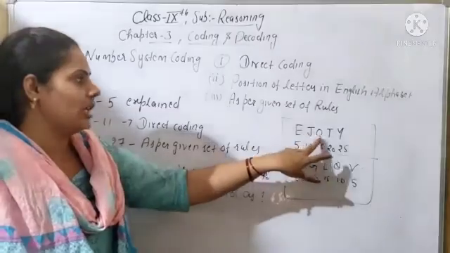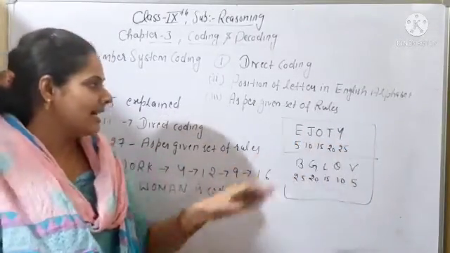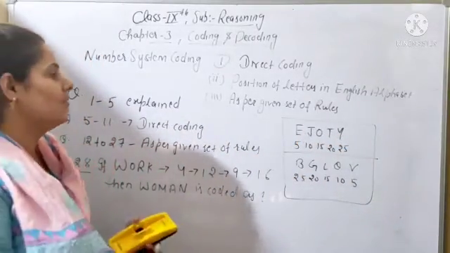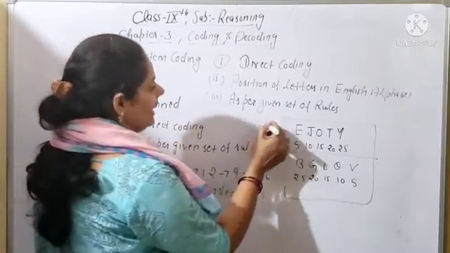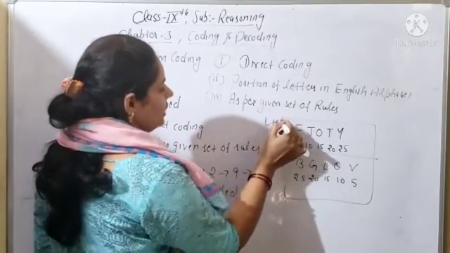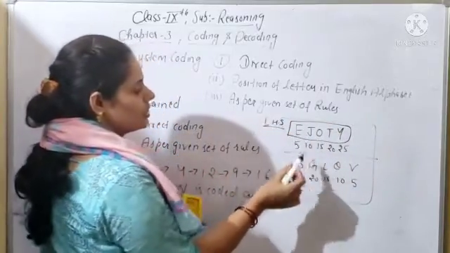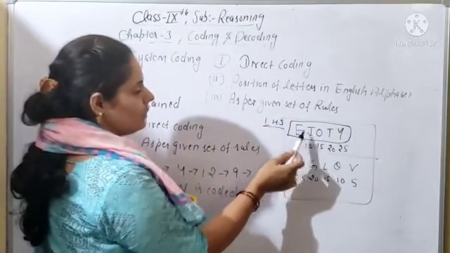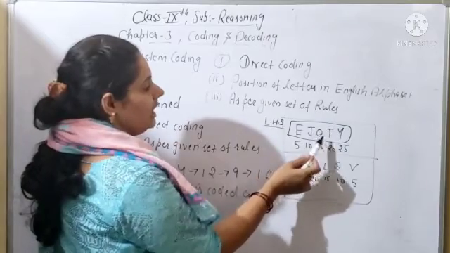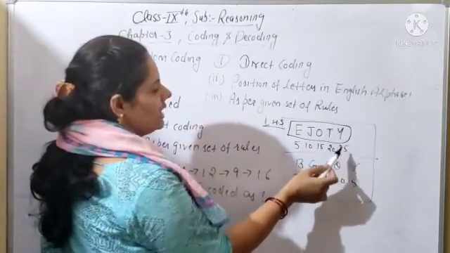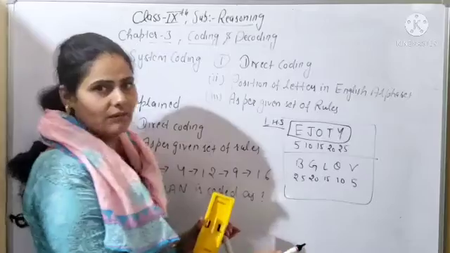First one is EJOTY. When you are starting from the left hand side, it means when you are starting from A, you will learn the word EJOTY. The positions of these letters are: E is at fifth position, J is 10th, O is 15th, T is at 20th position, and Y is at 25th position.